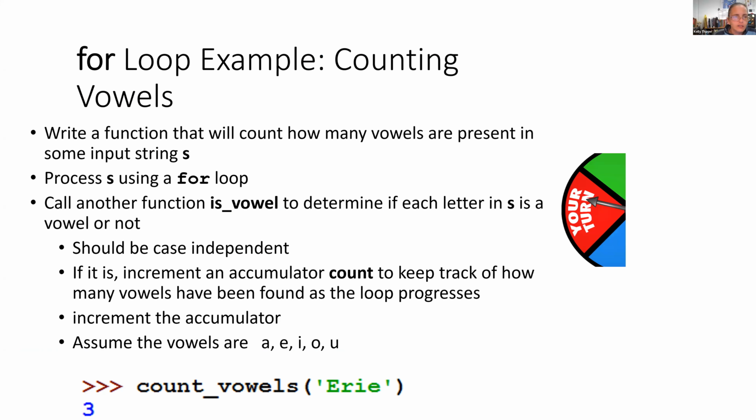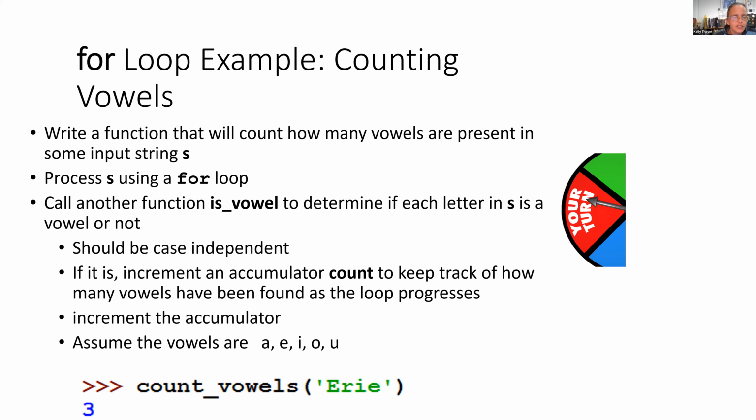All right, so here's another example. This one is a great one, counting the vowels. Write a function that will count how many vowels are present in some input string s. So that's going to be harder. We can't just use dot upper or dot lower. How could we check to see if something is a vowel?